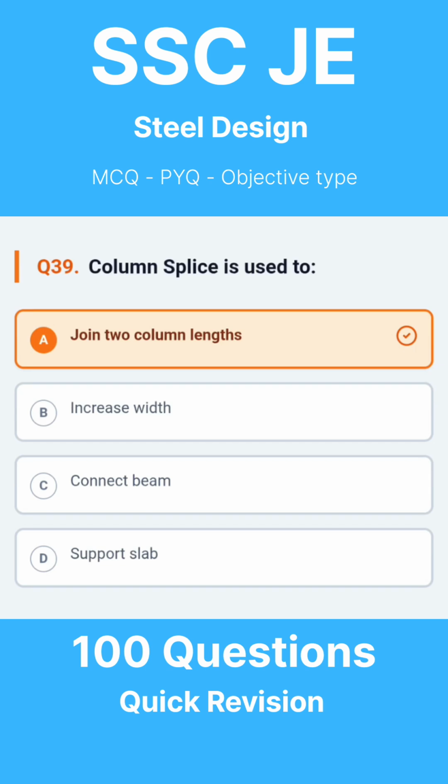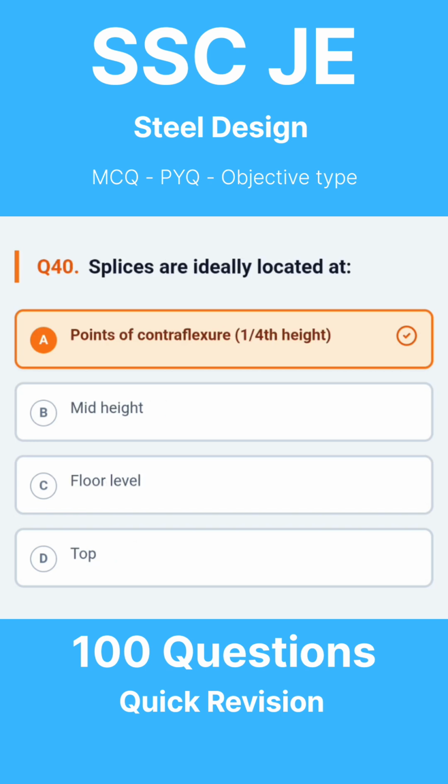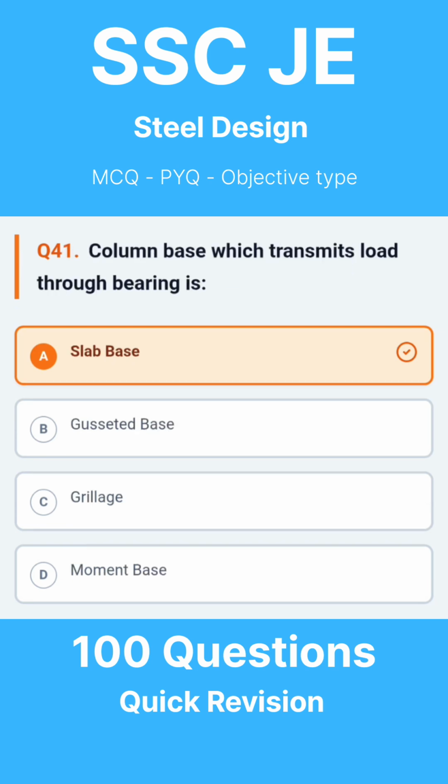Question 39. Column splice is used to. The correct answer is join two column lengths. Question 40. Splices are ideally located at. The correct answer is points of contraflexure, 1/4th height. Question 41. Column base which transmits load through bearing is. The correct answer is slab base.